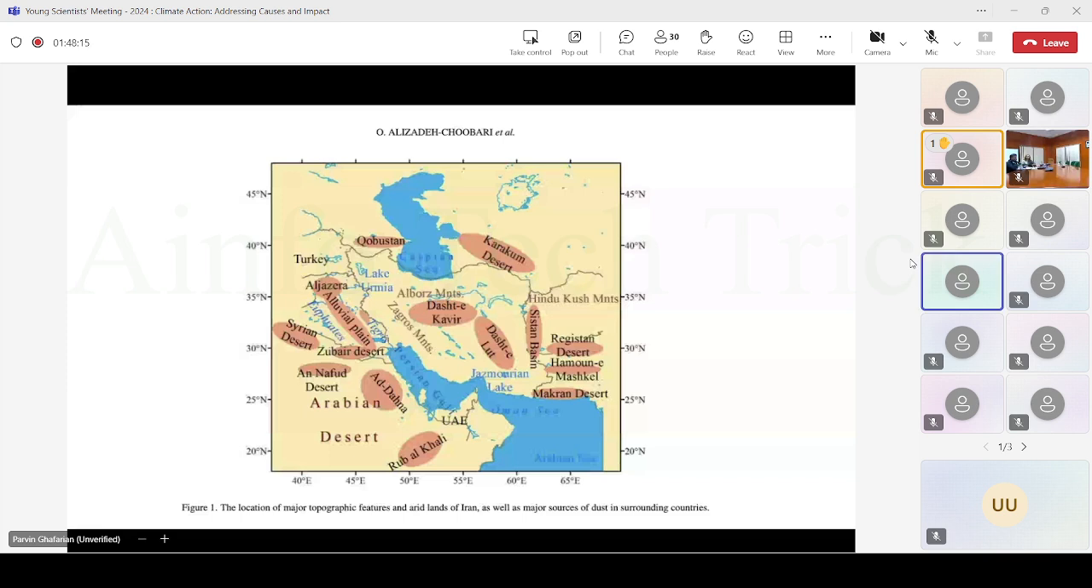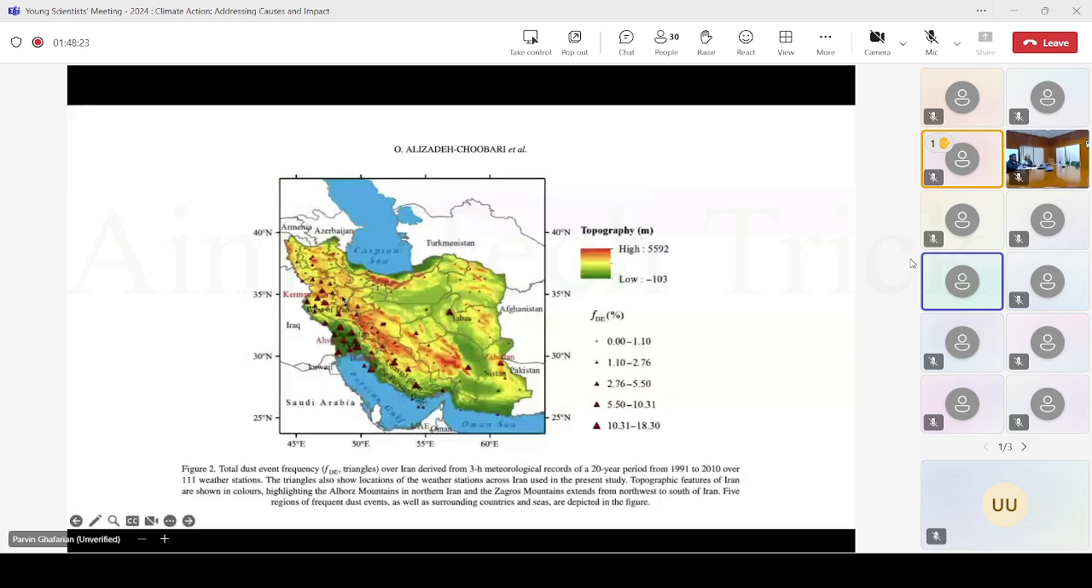And as you can see, the most dust storms occur in southwestern and western Iran. This dust is carried to Iran by westerly winds from neighboring countries. And here in the Tabas region, near the deserts, dust storms are local.